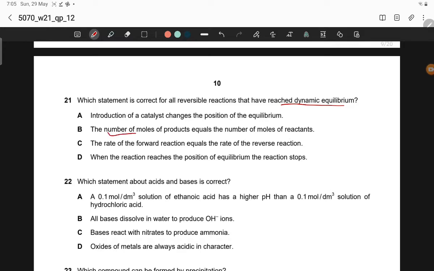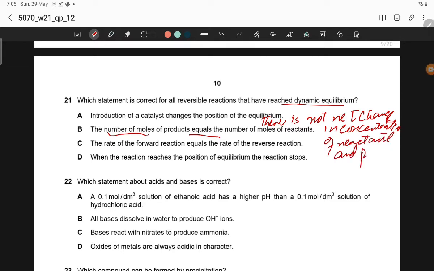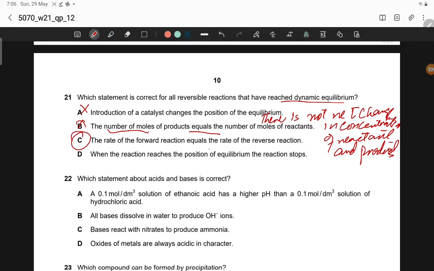No, the number of moles of reactants is not equal to the number of moles of products. Actually, there is no net change in concentration of reactant and products. So that is incorrect. Rate of the forward reaction equals the rate of the reverse reaction. This is correct. C option must be correct.